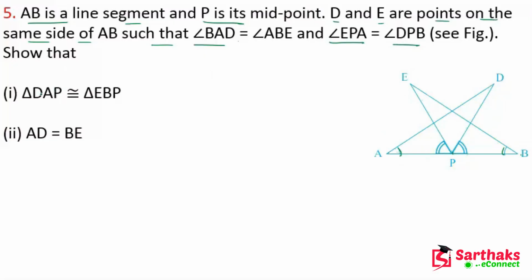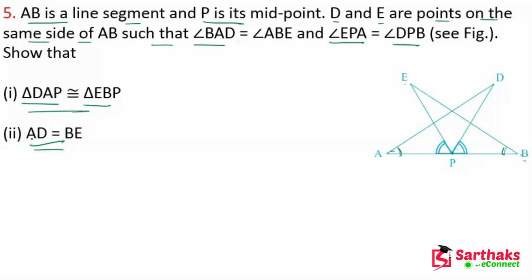Now we have to prove that triangle DAP is congruent to triangle EBP, and we also have to prove AD equals BE. If we prove these two triangles congruent, then this is automatically equal by CPCT. Now let's start to solve this question.